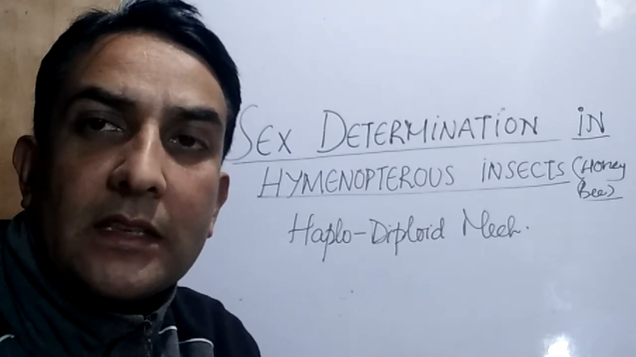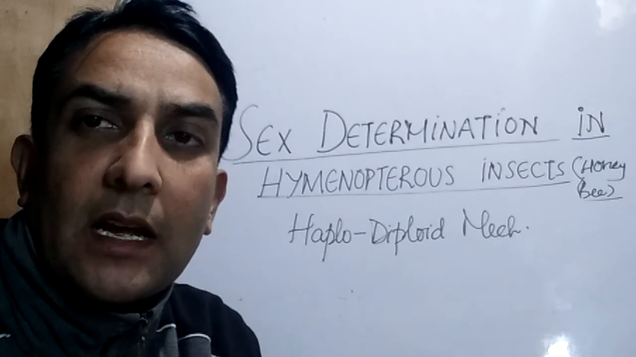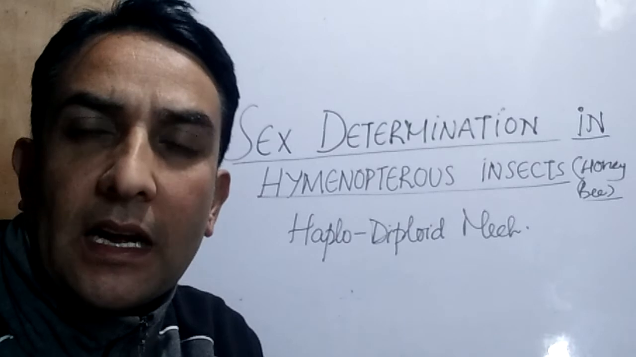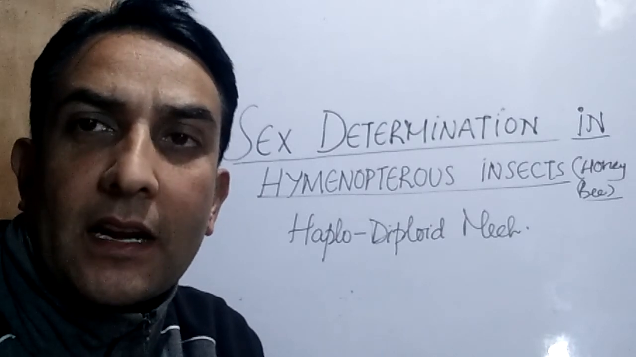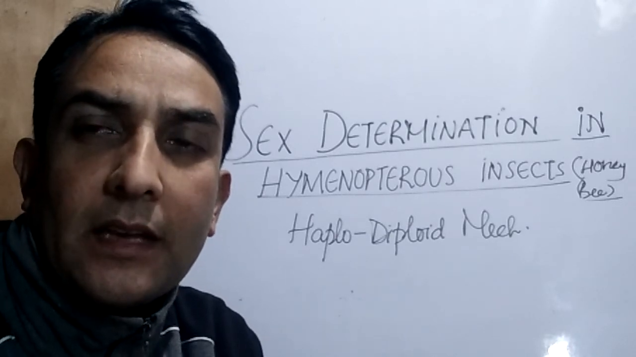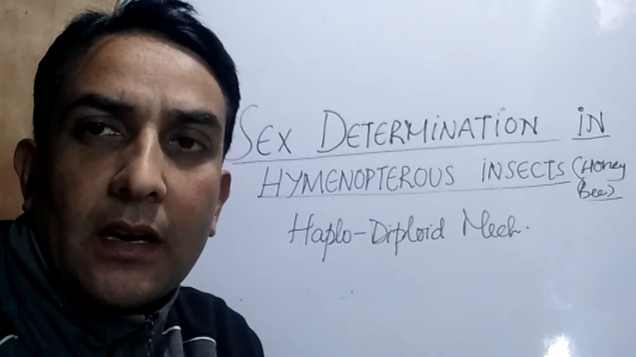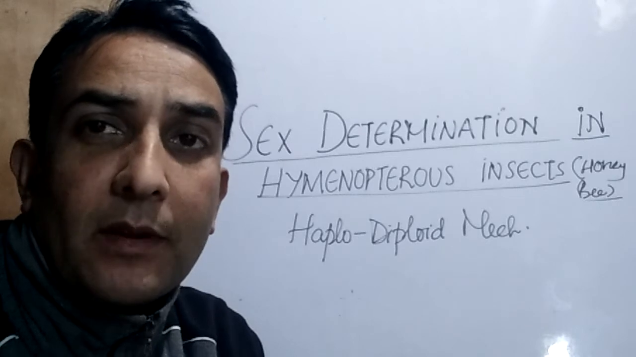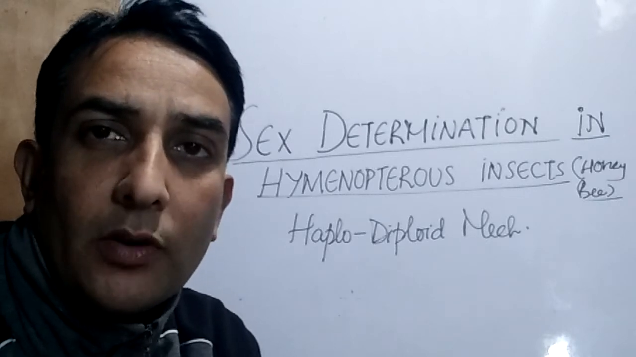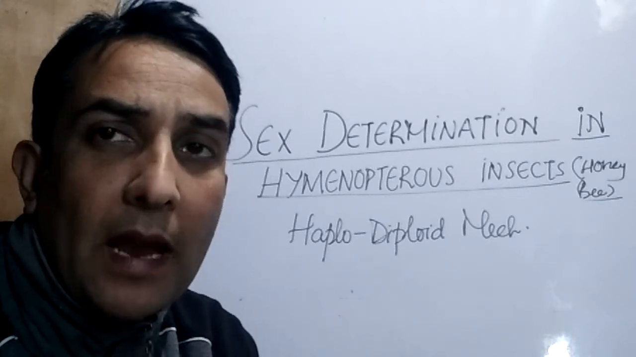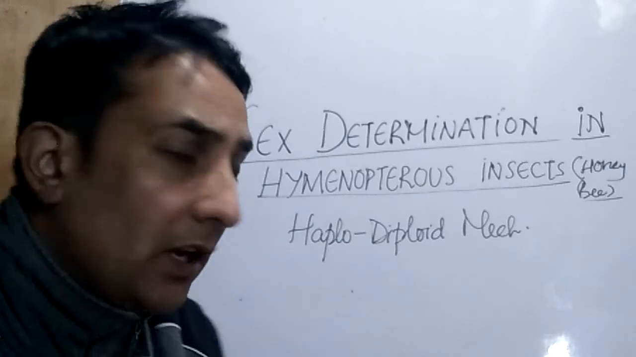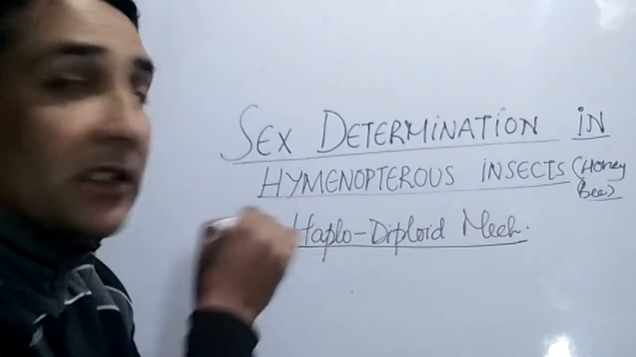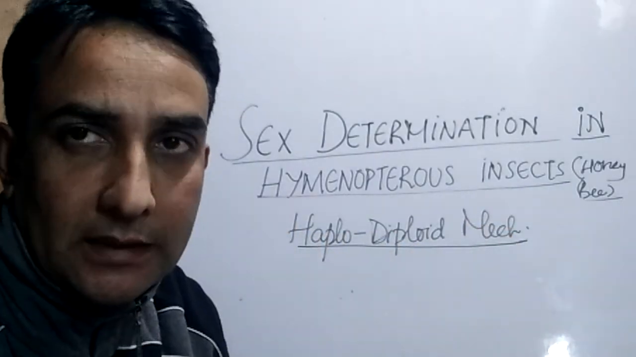In Hymenopterous insects, some common examples are honeybees, that is Apis indica, and again there are sawflies, wasps, ants, etc. The sex determination mechanism in Hymenopterous insects is of the haplodiploid type. Now, what do we mean by haplodiploid mechanism of sex determination? First, we should remember that there is a haplodiploid mechanism of sex determination in Hymenopterous insects.